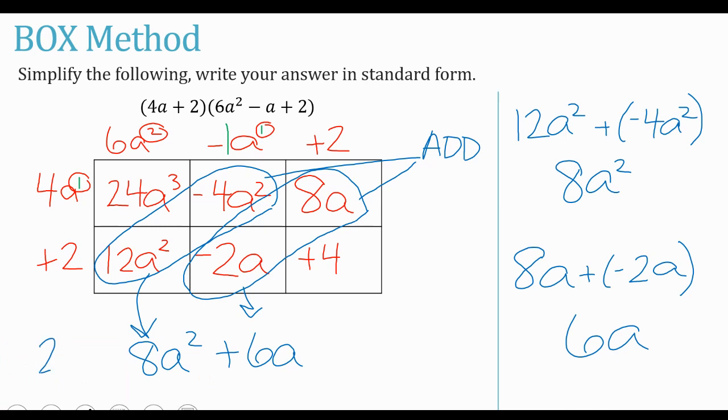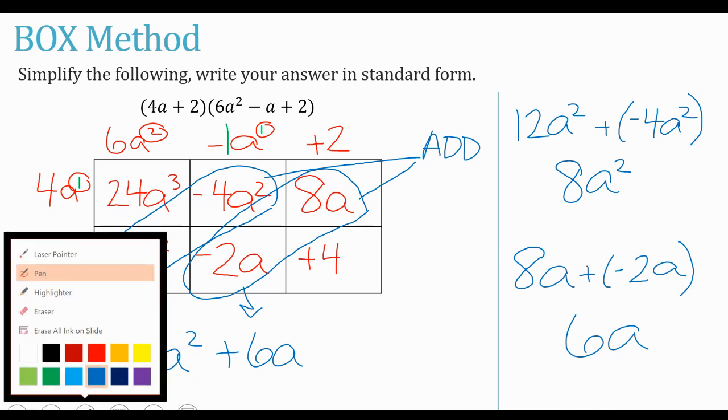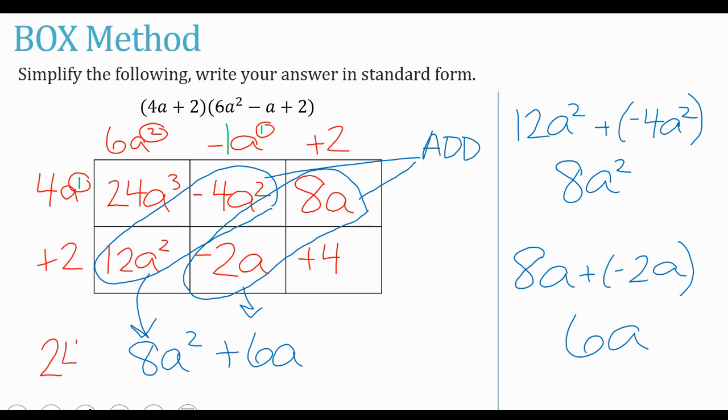So we have a 24. Actually, I want to do this in red. We have 24a to the third. Now this was a positive 6a, so I have to put a plus there. And then, so I'm just bringing this down. And then that plus 4.